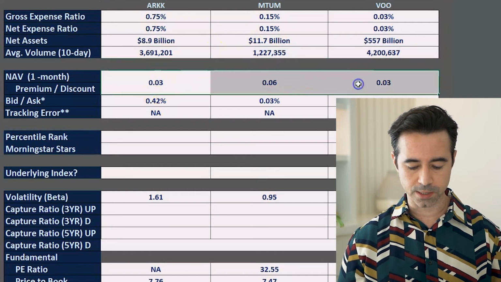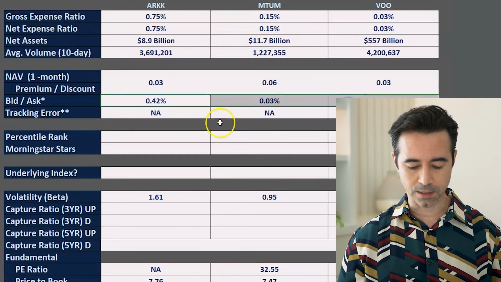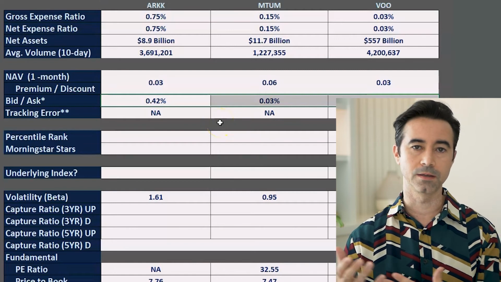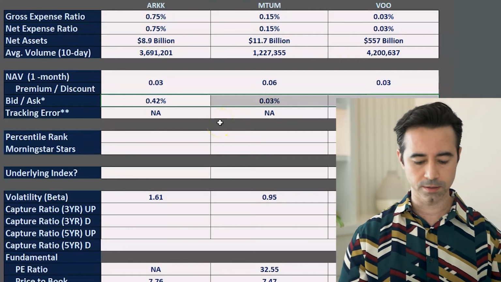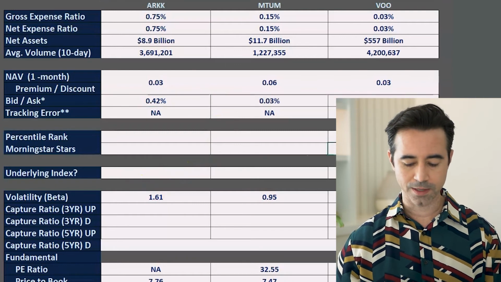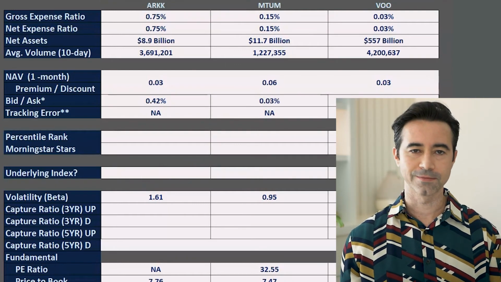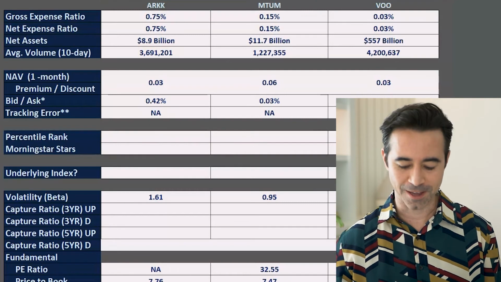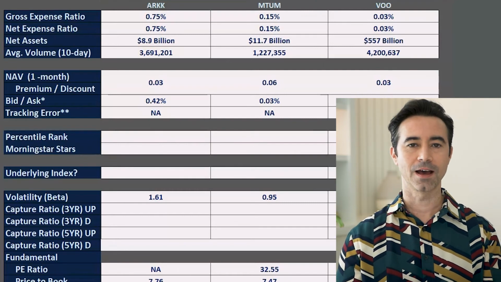So it just kind of helps you see things, put them into perspective, which maybe ETF is going to be the one you prefer over another one. That's kind of how I use this. I did not fill this whole thing out because, I don't know, I'm lazy. Sorry, I was lazy today. But this is how you would do it.